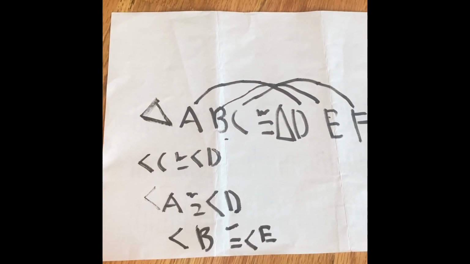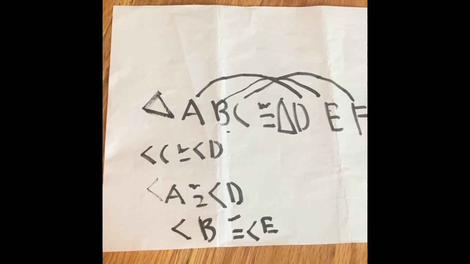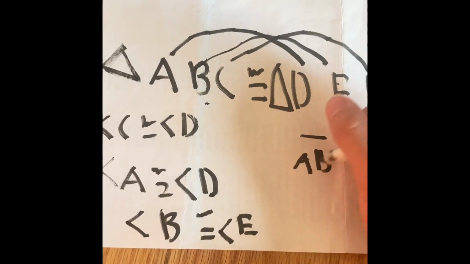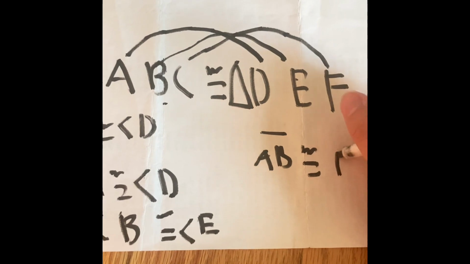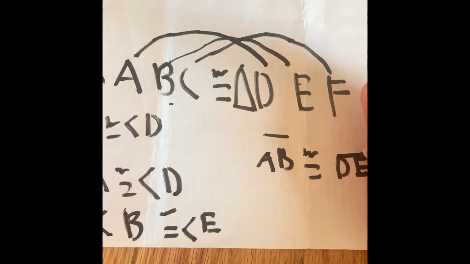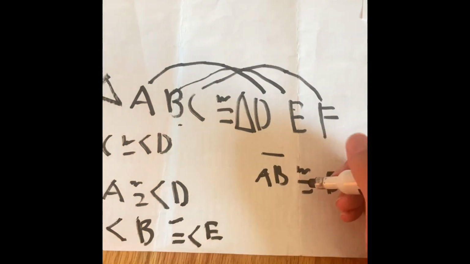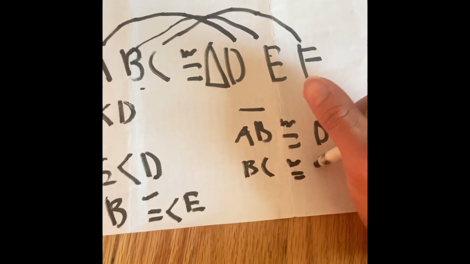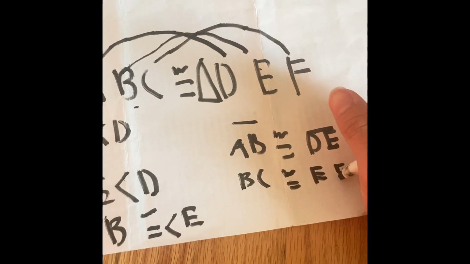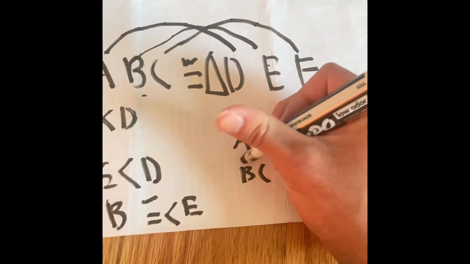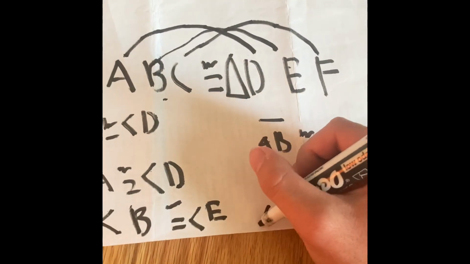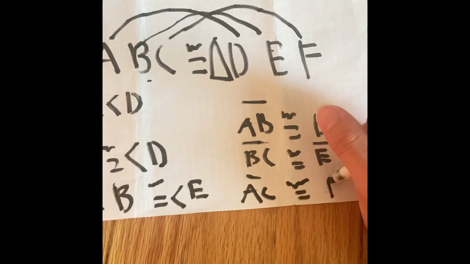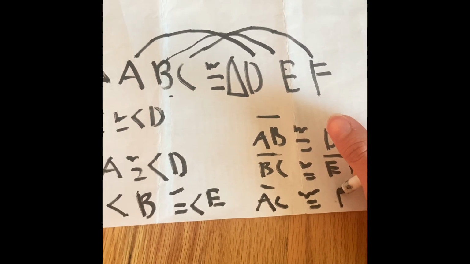We can also make it into doubles and also turn them into segments. We could say segment AB is congruent to segment DE. Say segment BC is going to be congruent to EF. And we're going to put one more. Let's say AC is congruent to DF.